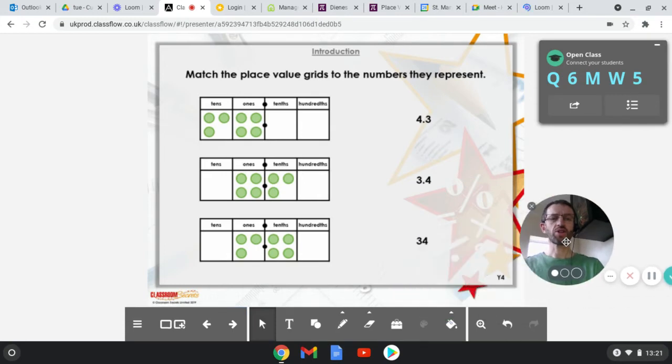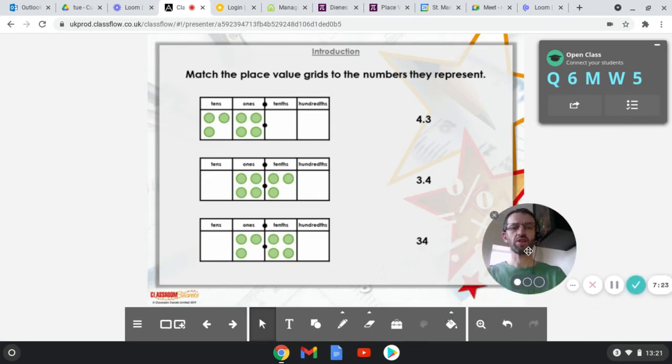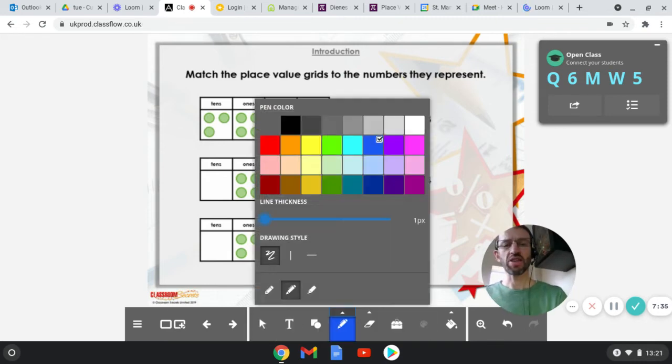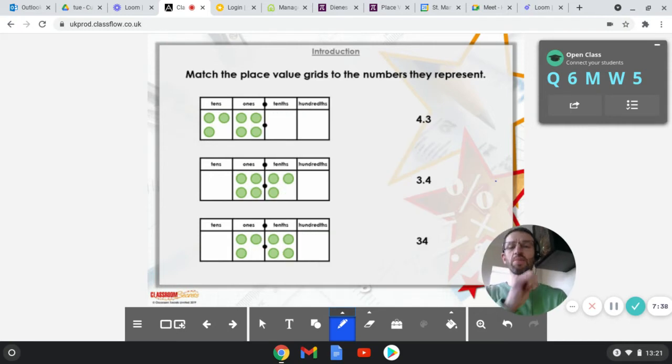Right, first of all, it says, match the place value grids to the numbers they represent. So this is a matching task. That means you're going to have to get your pencil or pen or write them out in their correct pairs. Okay, so we're matching one side to the other. If I thought this matched up to there, then I would draw a line to show the match.